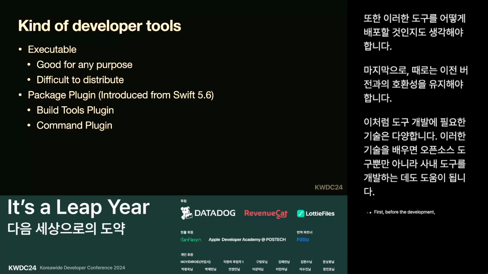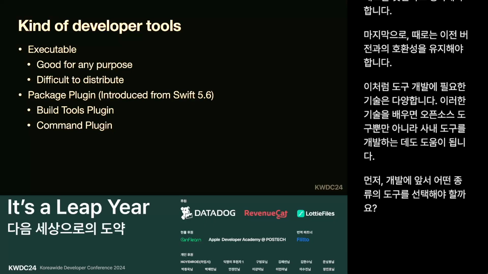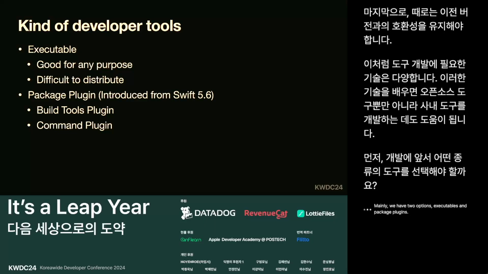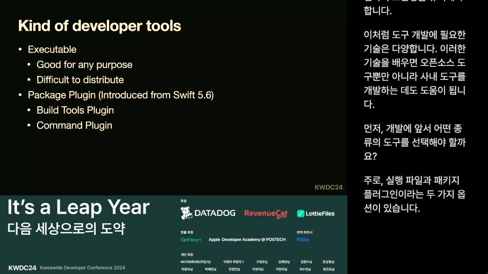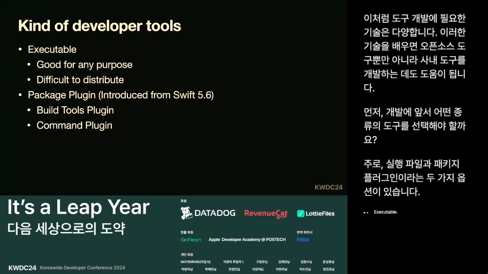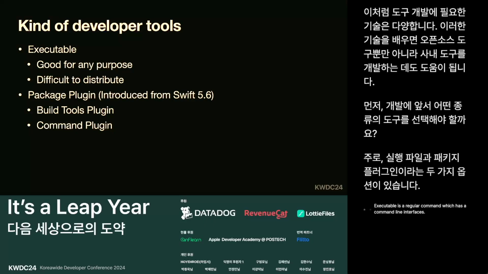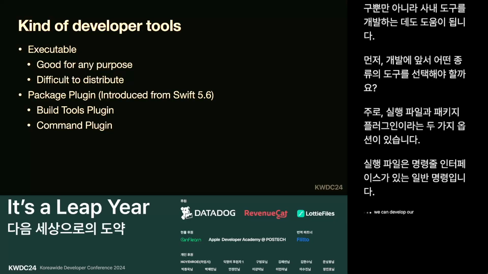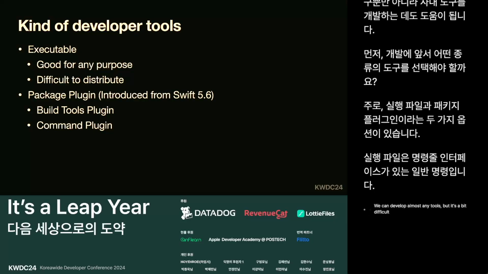First, before the development, let's choose the kind of tools. Mainly, we have two options, executables and package plugins. An executable is a regular command which has a command line interface. We can develop almost any tool, but it's a bit difficult to distribute them.